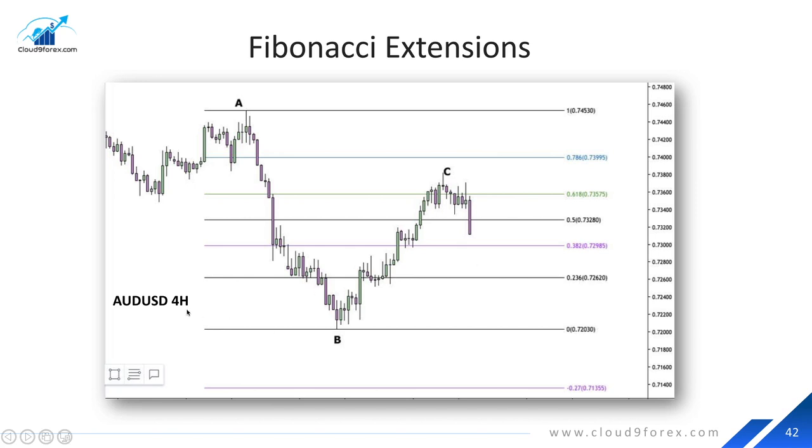Here's another example on AUD USD 4 hour, 100 at the top, 0 at the bottom, A, B, C. Price goes in the middle. This is exactly why you don't want to have a stop loss right above the 61.8, for example, because a lot of people do, and you'll get stopped out, and then the trend will continue to go down. So you want to have it near the 78.6.